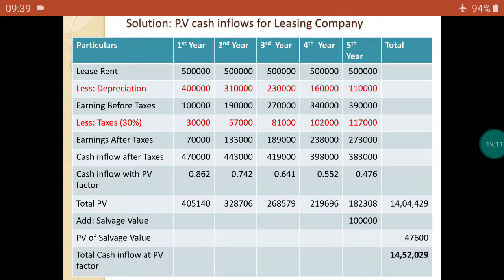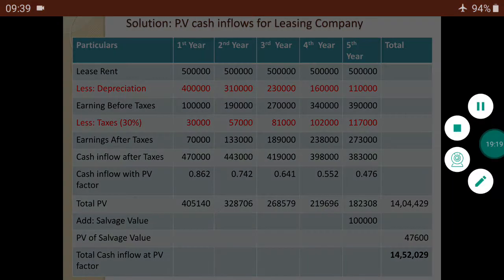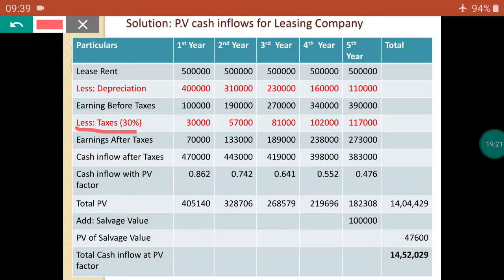After that, you should calculate tax on EBT. What are they given? 30% tax is given. They take 30% of EBT. See, on 1 lakh rupees, tax at 30% is 30,000 rupees. On 1 lakh 90,000, the tax is 57,000 rupees. On 2 lakh 70,000, 30% tax is 81,000 rupees.